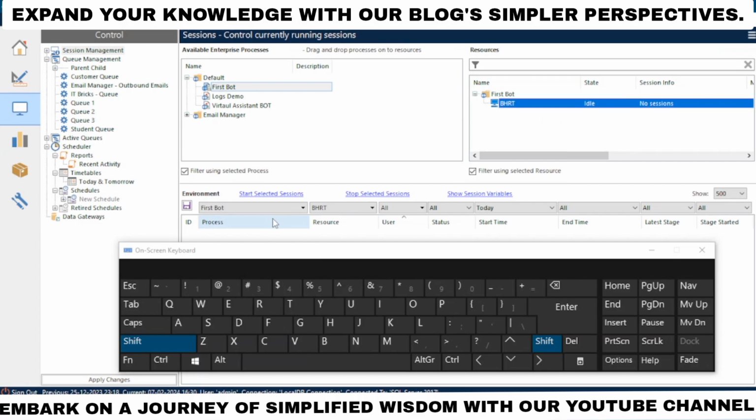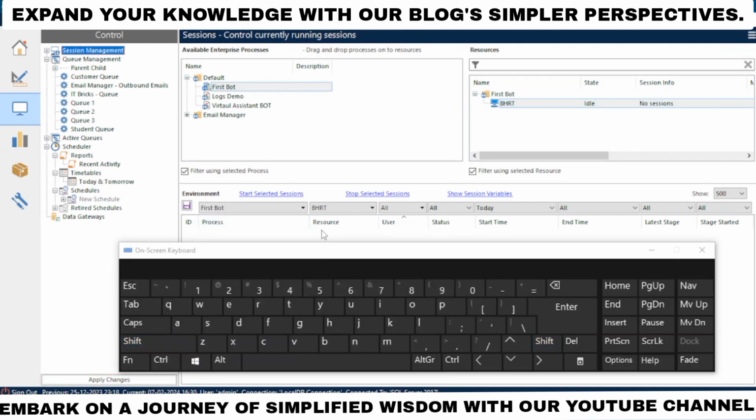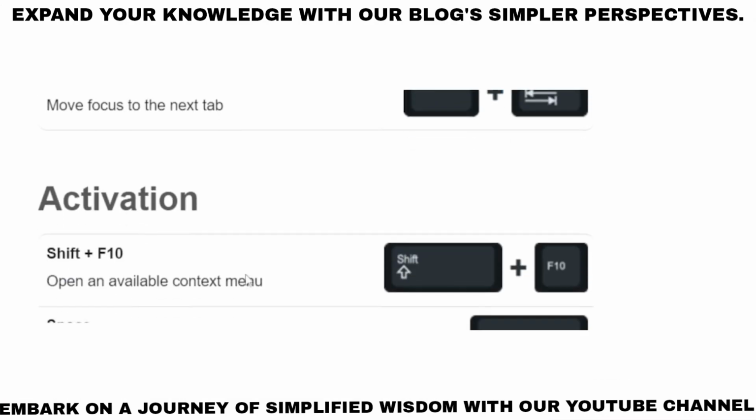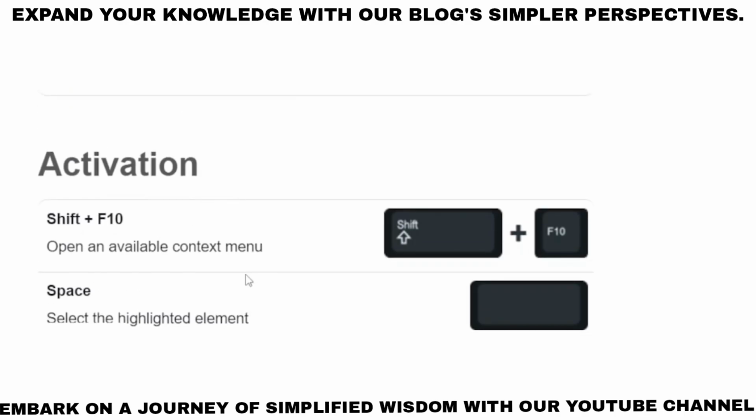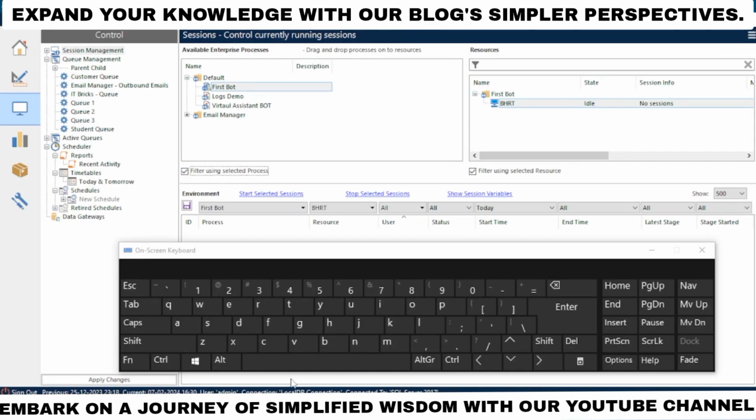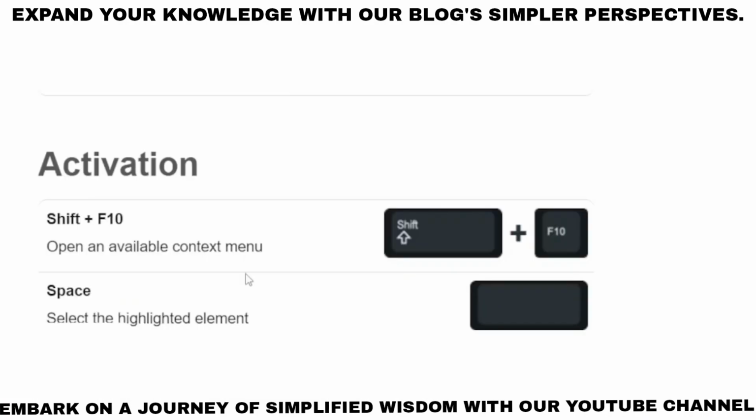Okay, let's move to the next shortcut, which is Shift plus Tab and the Space key. Let me show you the Space key. If we press the Space key, it will select the highlighted element or the focused element. Next one is dismiss. If we want to close any window, we use the Escape key.